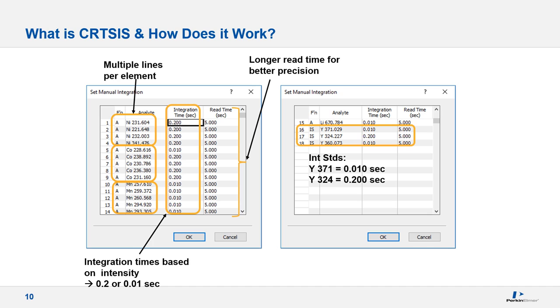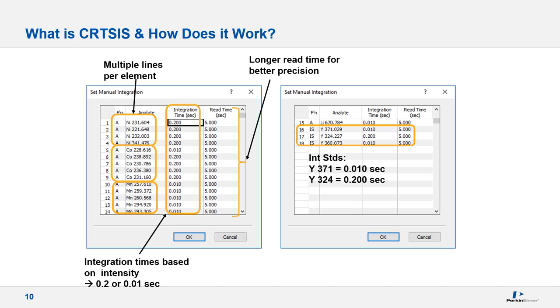In this example, 4 to 5 different wavelengths were used for each analyte. The less intense wavelengths have integration times of 0.2 seconds, while the more intense wavelengths have an integration time of 0.01 seconds. You'll also notice that there are 3 different wavelengths selected for yttrium, the internal standard. The yttrium integration time must match those of the analytes so that they're measured at exactly the same time.